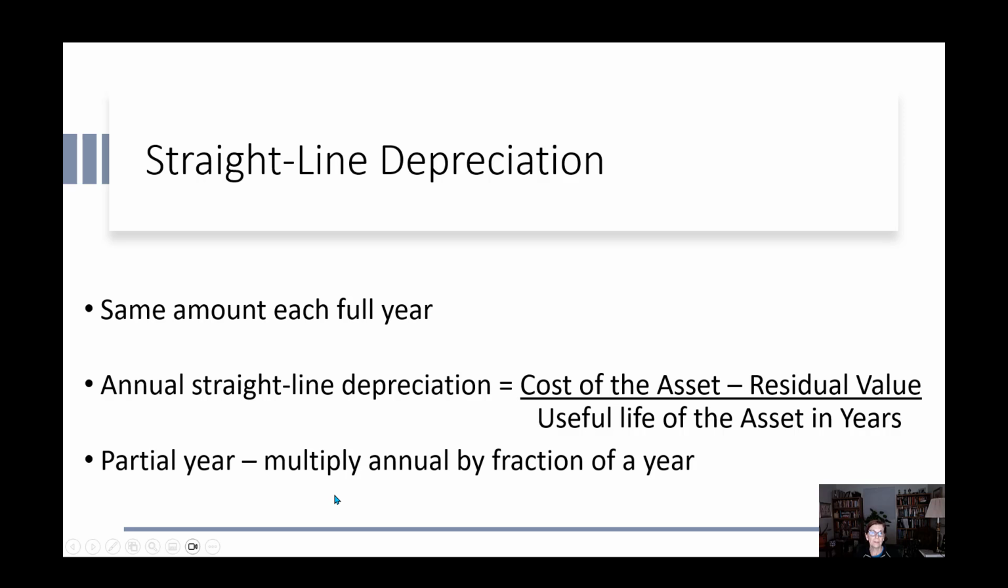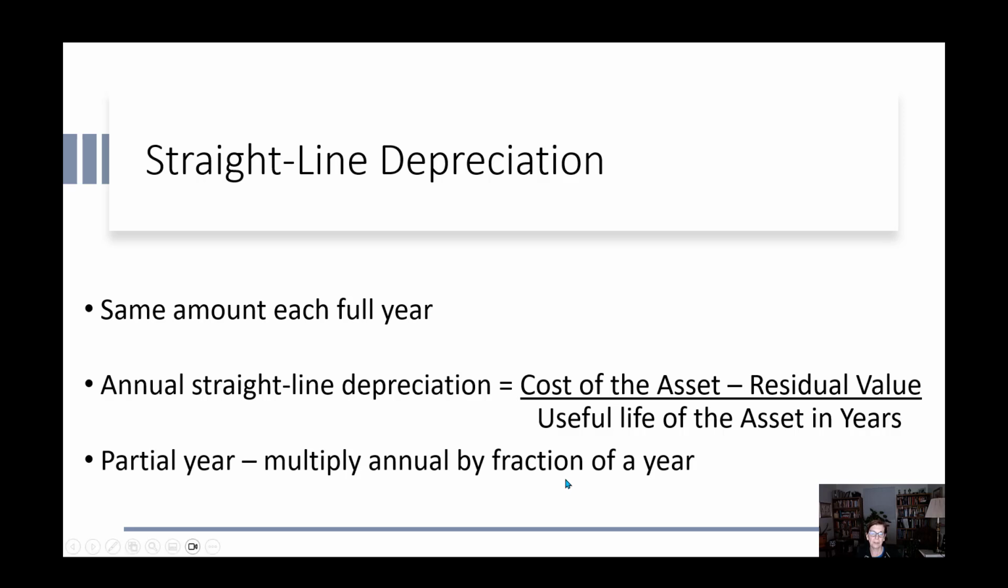So straight line, I said, is the most popular. It's the simplest. You take the same amount of depreciation for each full year. And that amount is equal to the cost of the asset minus residual value divided by the useful life of the asset in years. Now, generally speaking, companies do not buy assets on January 1st. So if you're working on a calendar year and you have a partial year, then you would multiply by the fraction of a year. There are also some other conventions, like a half-year convention, where the company would take a half year in the first year, no matter when they bought the asset.